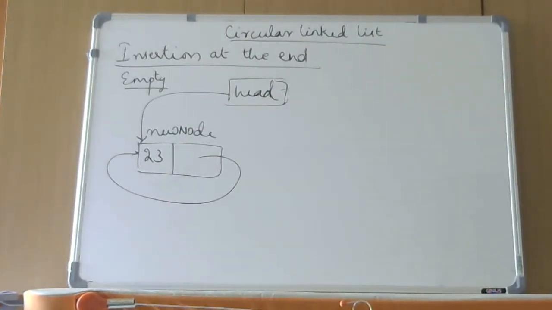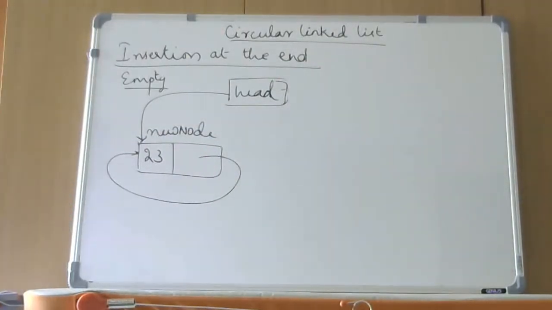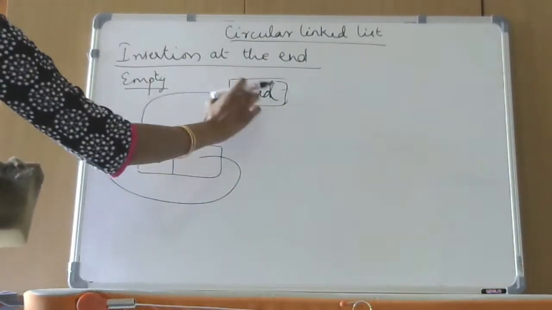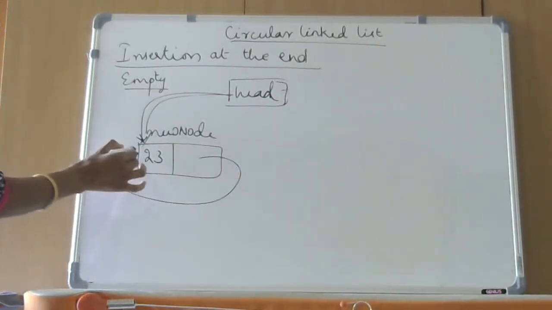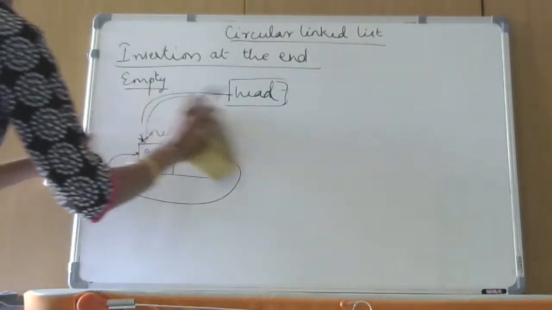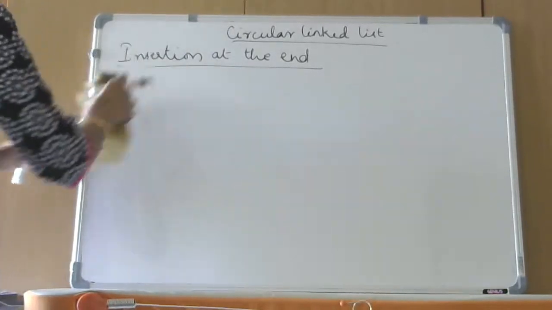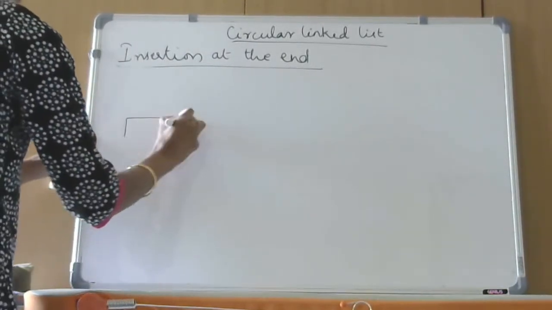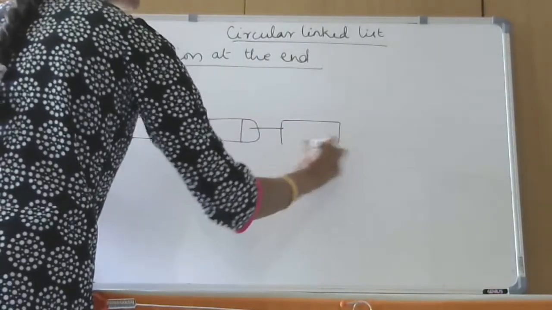That is one condition. The second condition is: my list is not empty. If my list is empty, head will start pointing to the new node, and next of the new node will come back to itself because it is a circular linked list. Now if my list is not empty, we will take one more example. Let me draw one more linked list which is not empty. First I will show you pictorially, then we will go to the code.